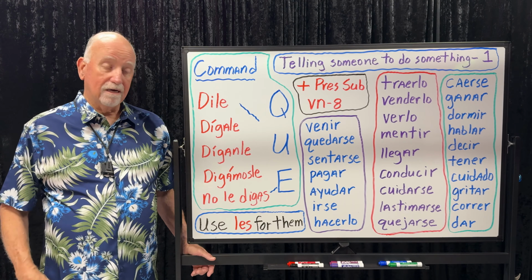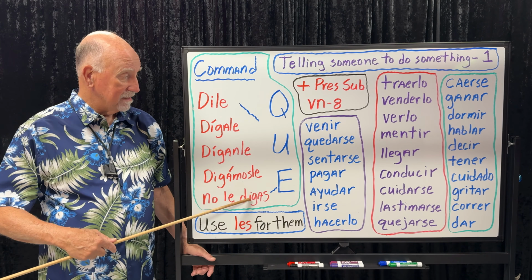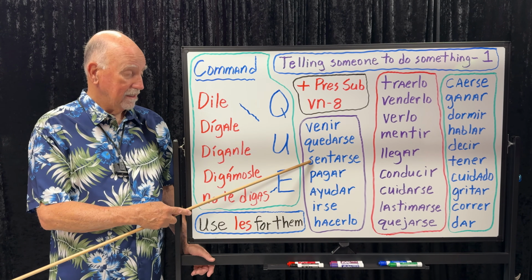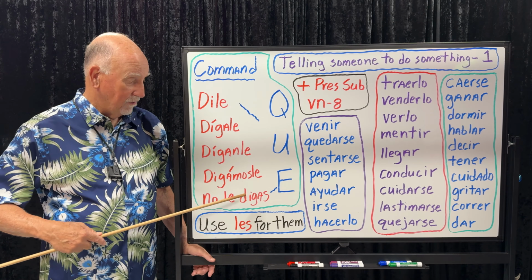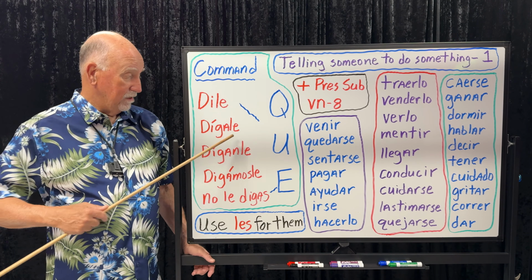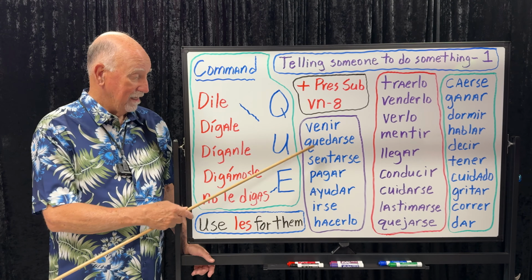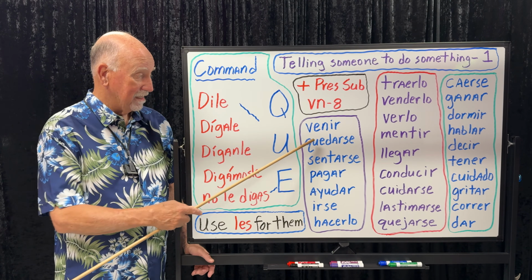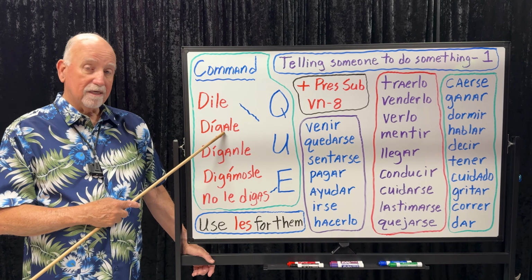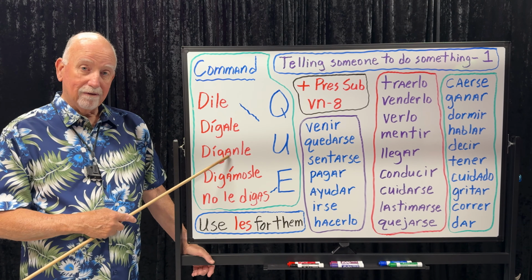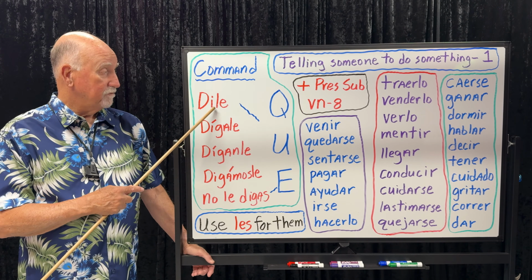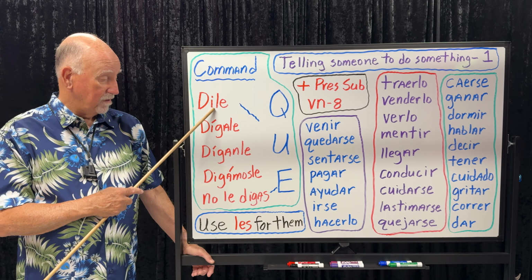Don't tell them to sit down. No le digas que se siente. Don't tell them to stay. No le digas que se quede. No le diga que se quede. No le digan que se quede. Remember, this is the usted command, and this is the group command, right? The ustedes command. This is familiar when you're on a first name basis with someone.